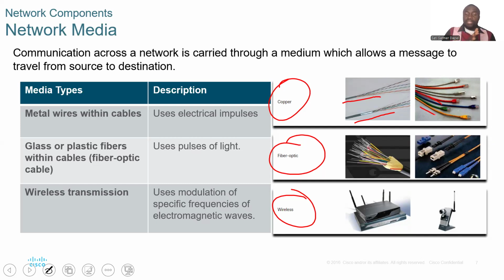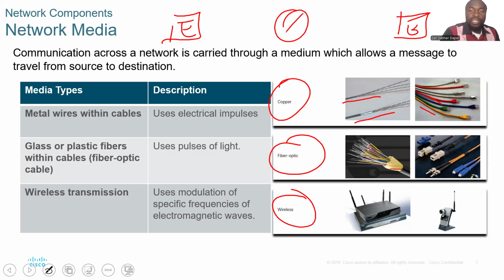Then you have the wireless medium. The wireless medium uses modulation frequencies in order to carry data. So it carries data in the form of electromagnetic waves. Now, you use one of these media whenever you are setting up a network. So it tells us again, when you are setting up a network, you need your end devices, you need your intermediary devices, then you need your network medium.